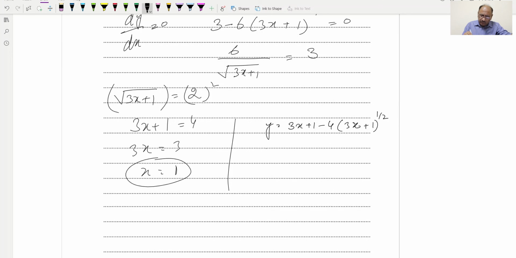So y is equal to 3 into 1 plus 1 minus 4 into 3 into 1 plus 1 raised to 1 by 2. So this will be 3 plus 1, which is 4. 4 minus 4 into 3 plus 1, which is 4 raised to 1 by 2. This will be 2 into 8, so minus 4. So the coordinates will be, for x equal to 1, 1 and minus 4. So 1 and minus 4 will be the coordinates.